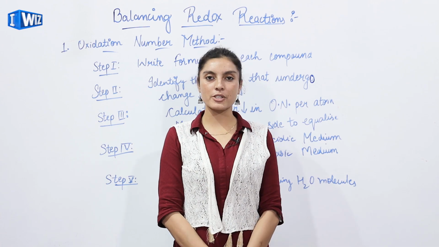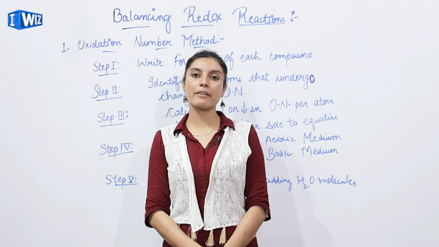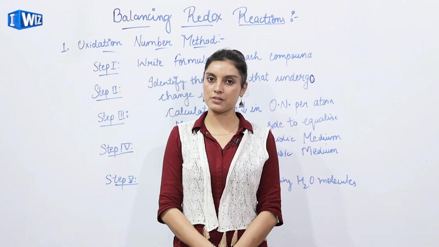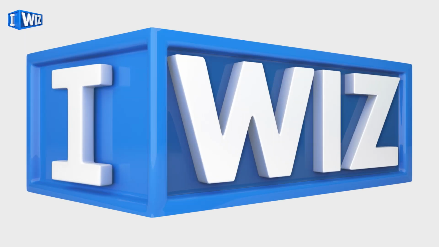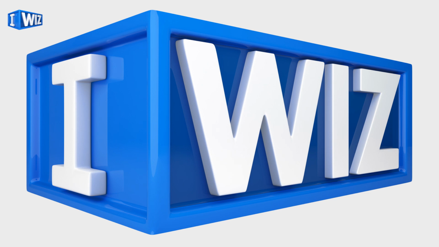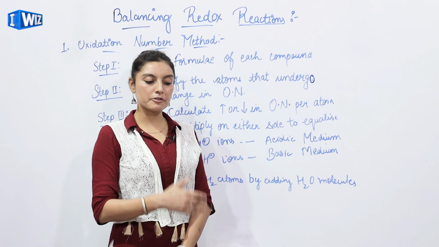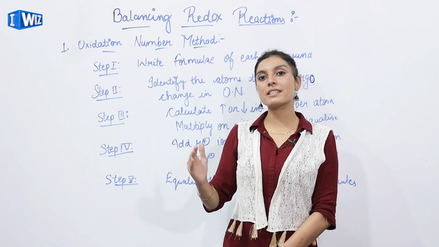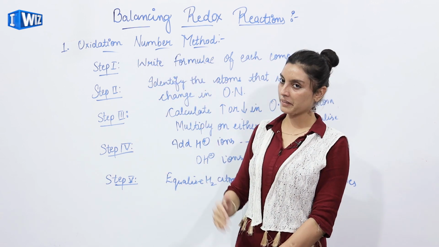Hello students, I am Jaspreet Kaur and today we are going to study the new concept of the chapter Redox Reaction, and the concept is Balancing the Redox Reactions that we have studied in the previous session. We have different kinds of methods that we can use for balancing the redox reactions. The very first one is the oxidation number method.